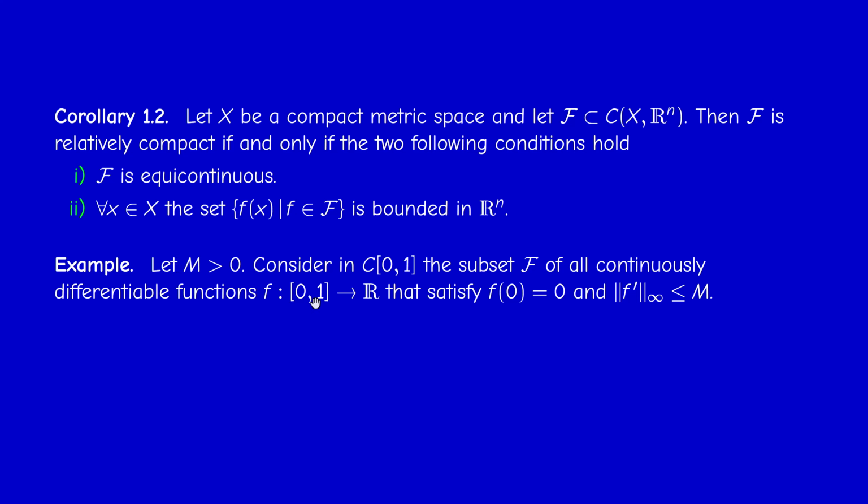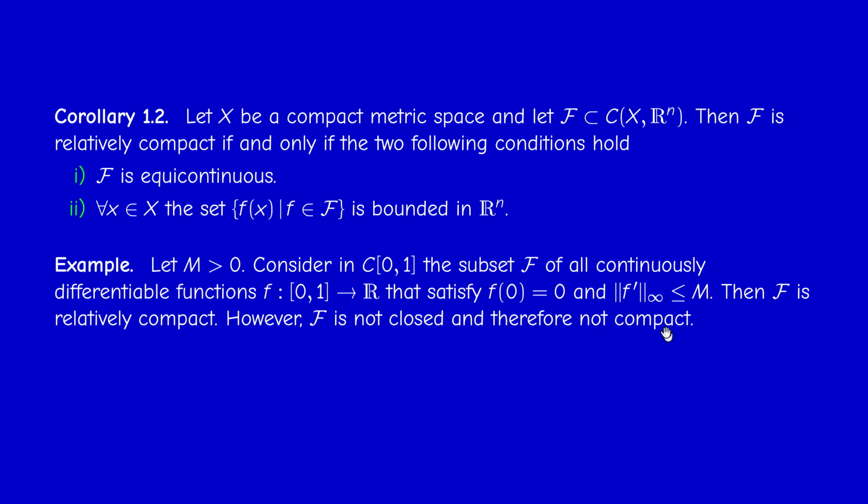Fix a positive number m and consider in the space of continuous functions from [0,1] to R the subset of all C1 functions that vanish at 0 and whose derivative is less than this m. Then this collection is actually relatively compact. Why? The same reasoning, the mean value theorem that we used, actually proves equicontinuity. And this condition that f(0) equals 0 implies boundedness of the set of all f(x) when f varies. You have to check this.